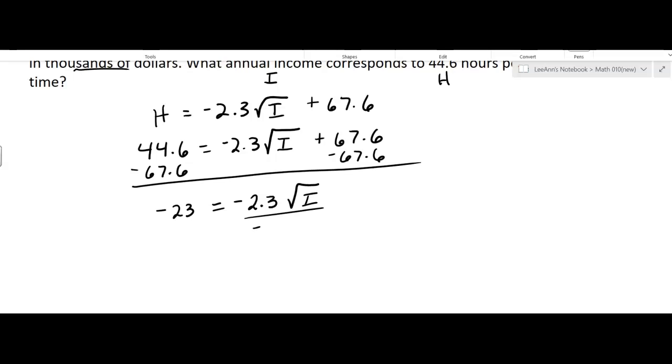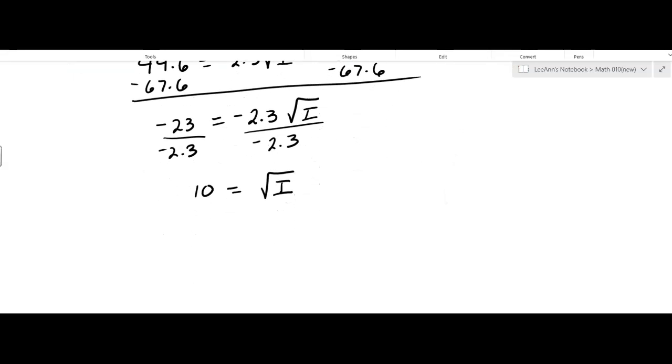Okay, so we're going to divide by negative 2.3. And we're going to get the square root of I equals 10. You can do that on a calculator. Make sure I'm writing it down right. And then you're going to square both sides. So you're going to get 100 equals the annual income. Now remember that was in thousands of dollars.